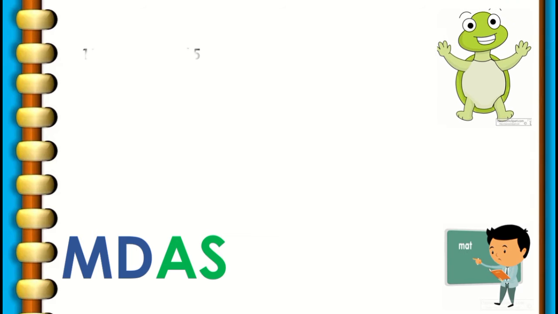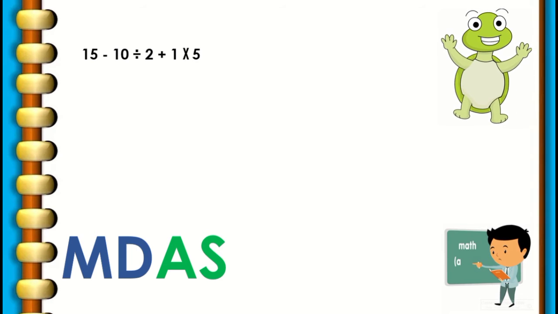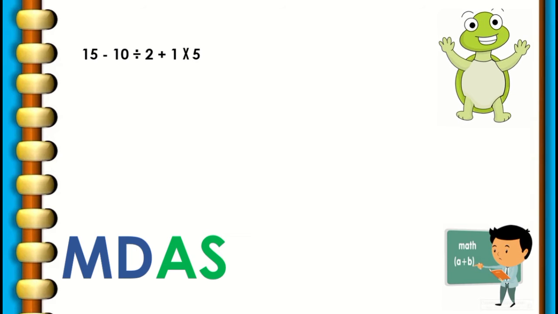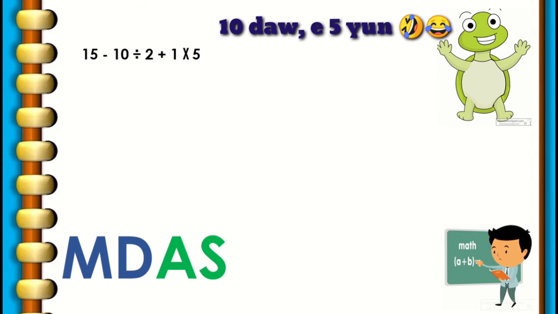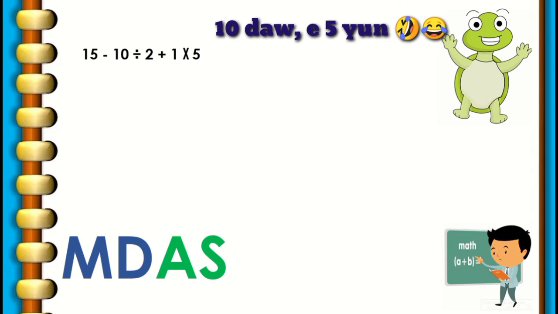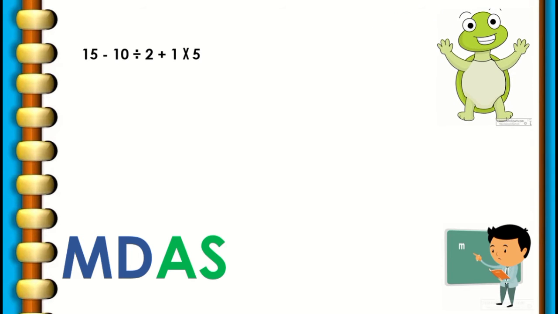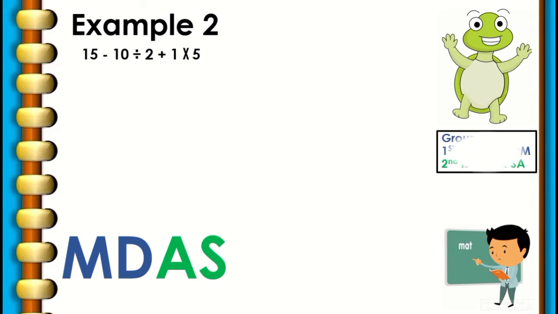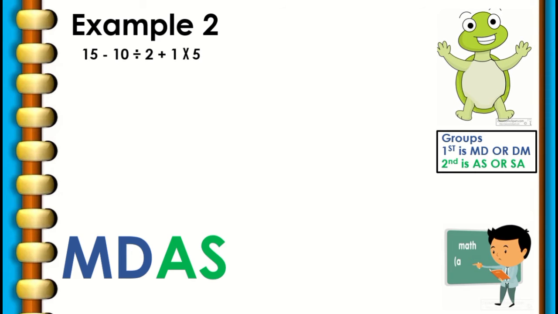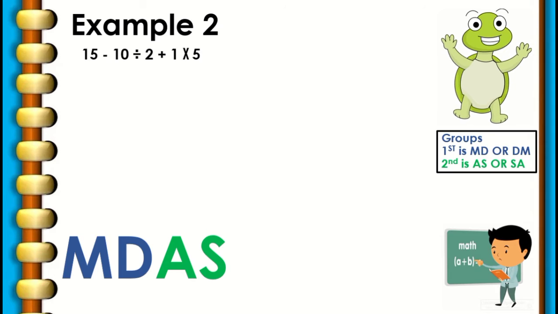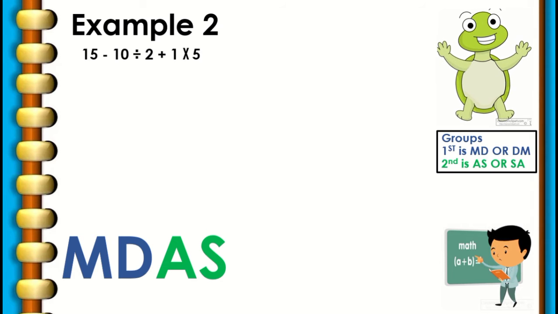Next equation. So, 15 minus 10 divided by 2 plus 1 times 10. Okay, how will you carry out or perform the operations? Again, we have the two groups. The first group is multiplication and division, or division and multiplication. Yun muna. Second group, we have addition and subtraction, or subtraction and addition.